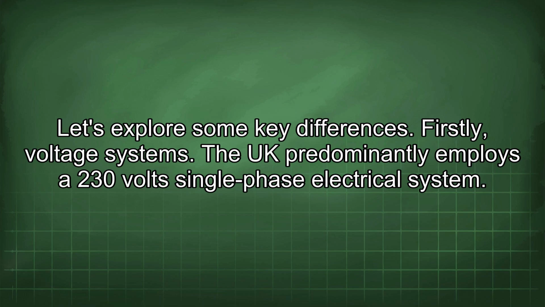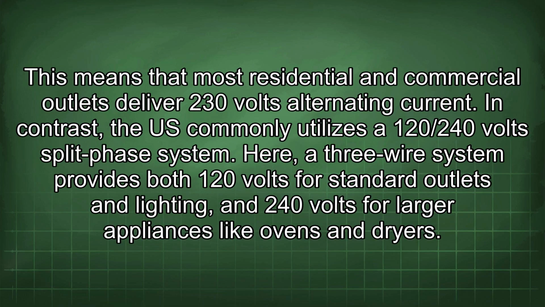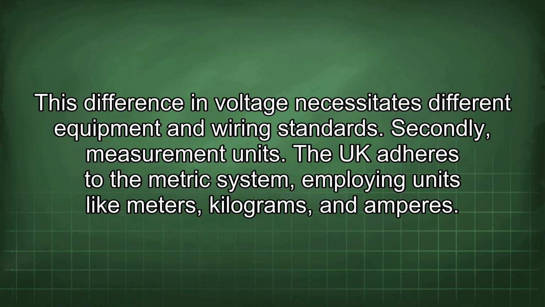Firstly, voltage systems. The UK predominantly employs a 230-volt single-phase electrical system. This means that most residential and commercial outlets deliver 230 volts alternating current. In contrast, the US commonly utilizes a 120/240 volt split-phase system. Here, a three-wire system provides both 120 volts for standard outlets and lighting, and 240 volts for larger appliances like ovens and dryers. This difference in voltage necessitates different equipment and wiring standards.